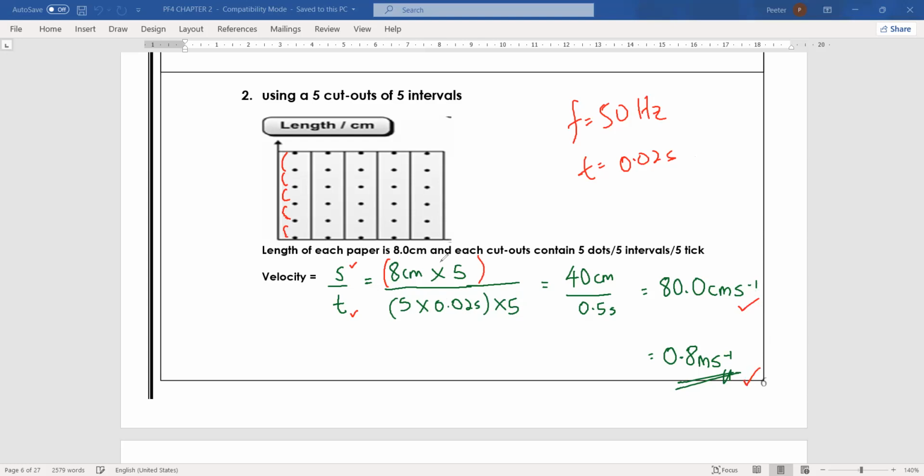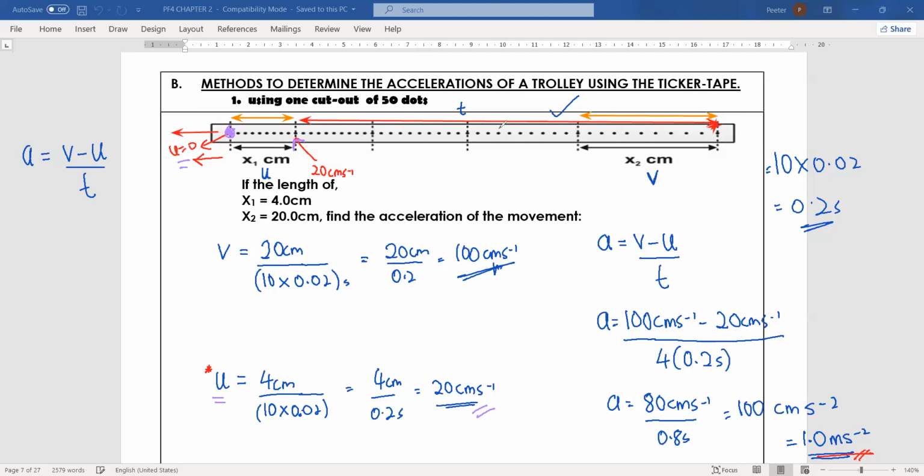So the ticker tape is very useful. We can use the ticker tape to identify the speed or velocity or acceleration of a movement. That's why you use a ticker tape. The ticker tape can also be used to calculate or measure the acceleration of any motion or movement like a trolley.